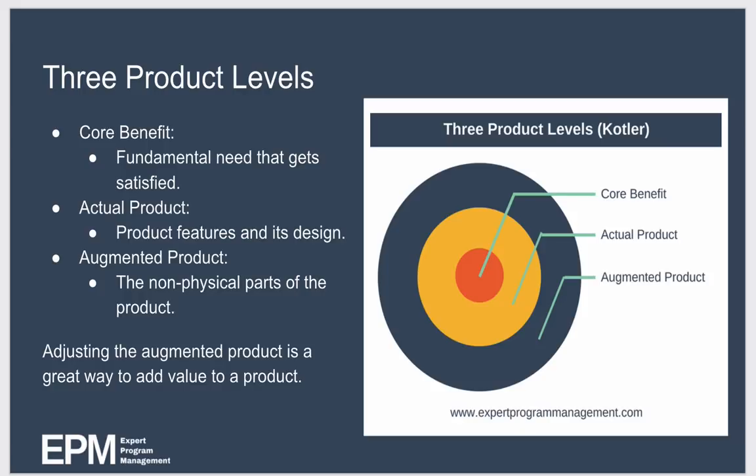And finally, we have the augmented product. Now, the augmented product is any non-physical parts of the product. Typically, the augmented product includes such things as warranty and customer service, and it can be an important way to tailor your product to meet the needs of specific customers. So if we return again to our cell phone example, the augmented product could include a 12-month warranty for all customers. Business customers may additionally receive a 24-hour replacement service for broken phones.